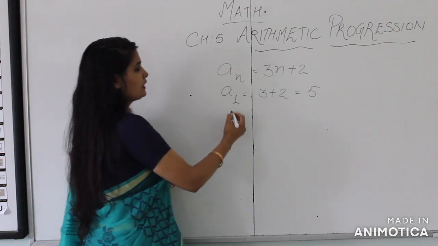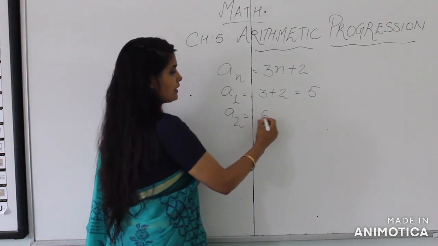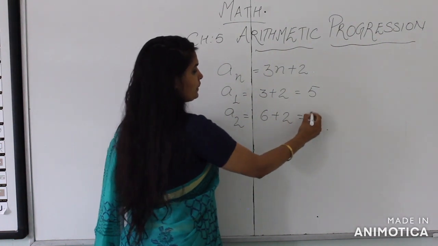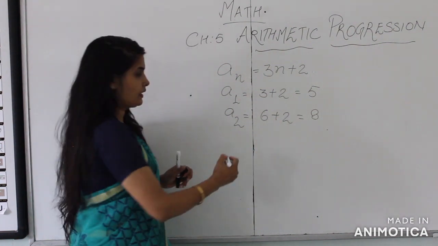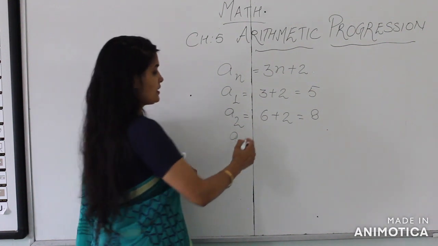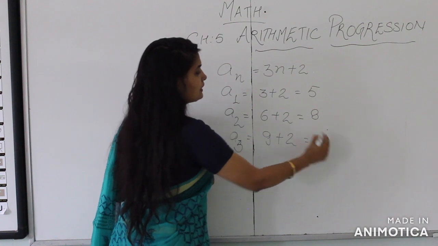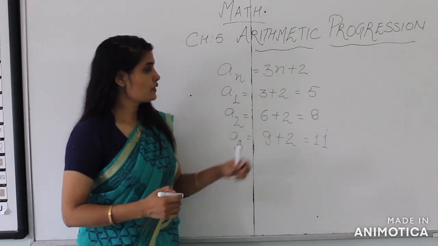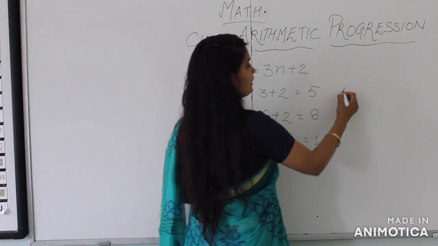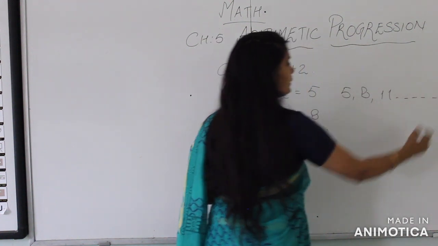Suppose I take n equal to 2, so what will be my second term? 3 into 2, 6, and 6 plus 2 will be 8. And similarly, if I take n equal to 3, 3 3s are 9 plus 2, 11 will be my third term. Is that clear? So now this is just like an arithmetic progression, 5, 8, 11 and so on.